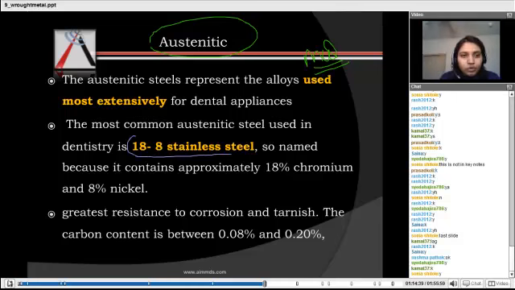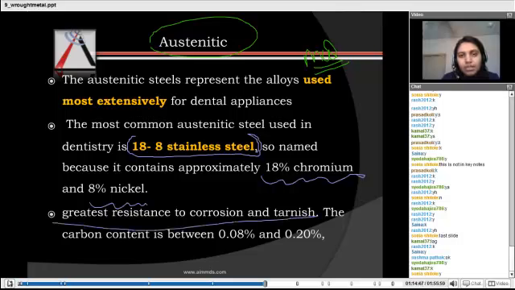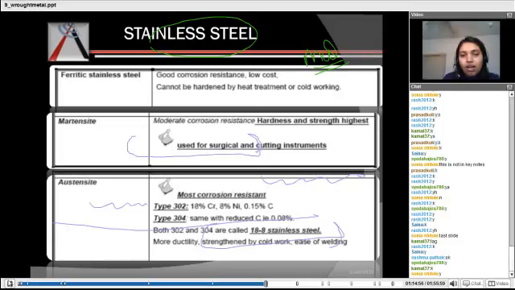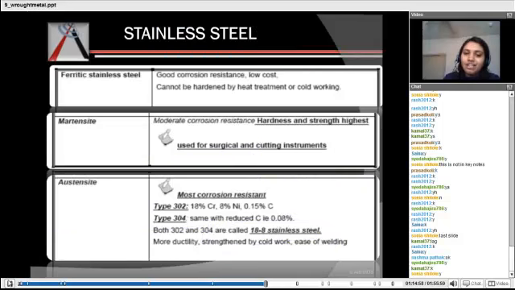Okay. So we have been talking about austenitic, which is used very extensively for dental appliances, and the most common one is 18-8 stainless steel because it contains 18% chromium and 8% nickel. It has the greatest resistance to tarnish and corrosion, and carbon content is less, that is 0.08 to 0.2%.